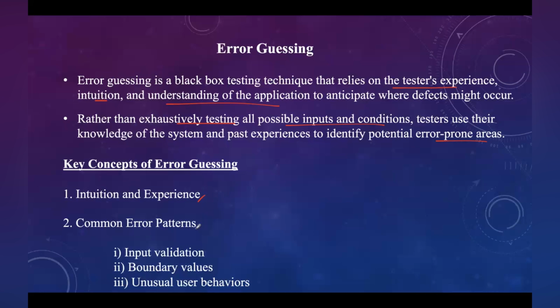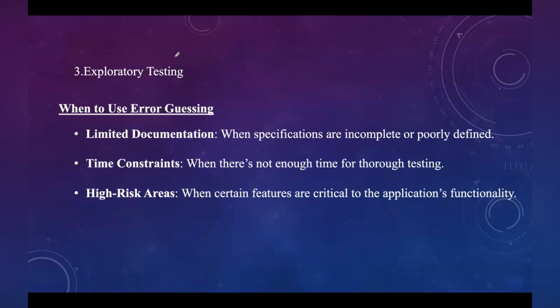Then common error prone patterns. Testers usually look for areas in the application where errors frequently occur. Errors can be like input validation, boundary values, or unusual user behaviors. Next is exploratory testing. This is often used in conjunction with error guessing, where testers actively explore the application to find out defects.